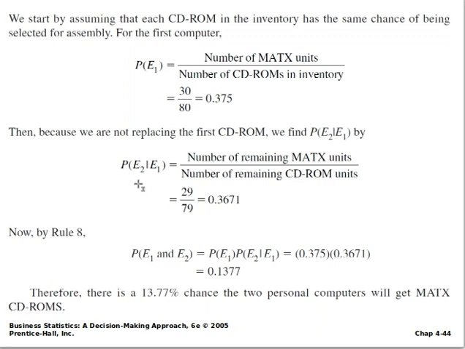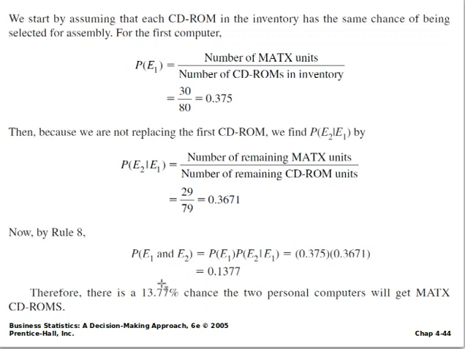P of E2 given E1 equals the number of remaining MAT-X units over the number of remaining CD-ROM units, which is, after this operation, from 30 minus one, 29 left. From 80 minus one, 79 left. So, 29 over 79 equals 0.3671 or 36.71%.